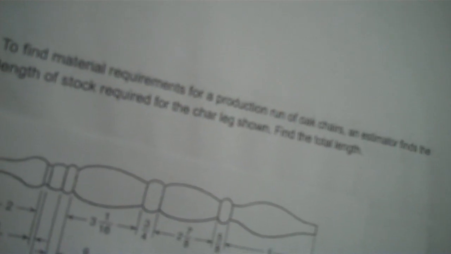Okay, number 2, easy problem. Find the material requirements for production run of oak chairs. An estimator finds the length of stock required for the chair legs shown. I misspelled chair. Find the total length. Okay, total length, you're just taking 2 plus 3/16 plus 5/8 plus 9/32 plus 3 1/16 plus 3/4 plus 2 7/8 plus 5/8 plus 5.